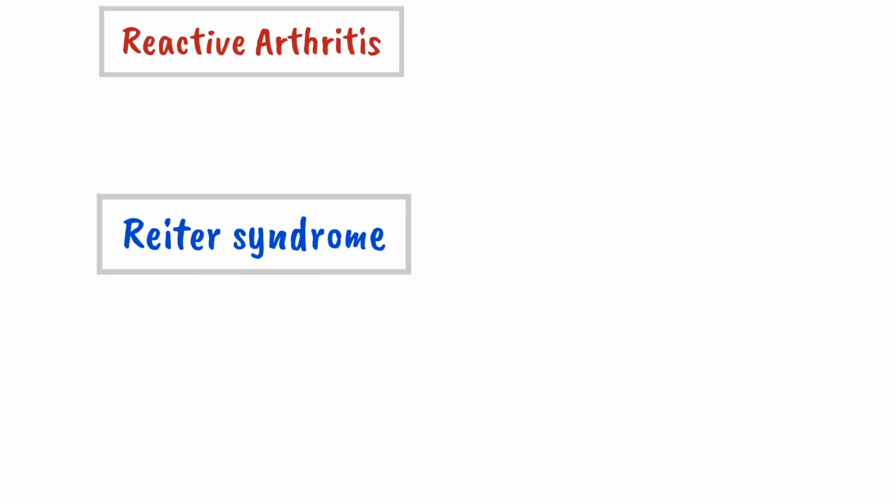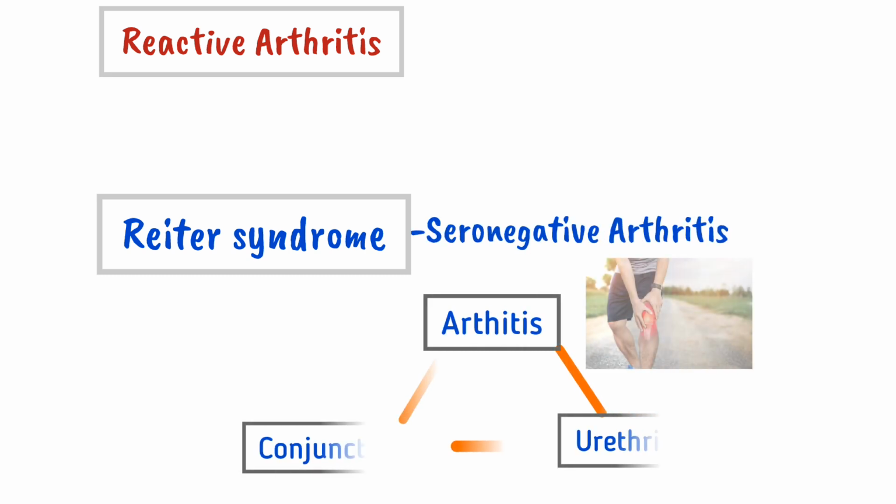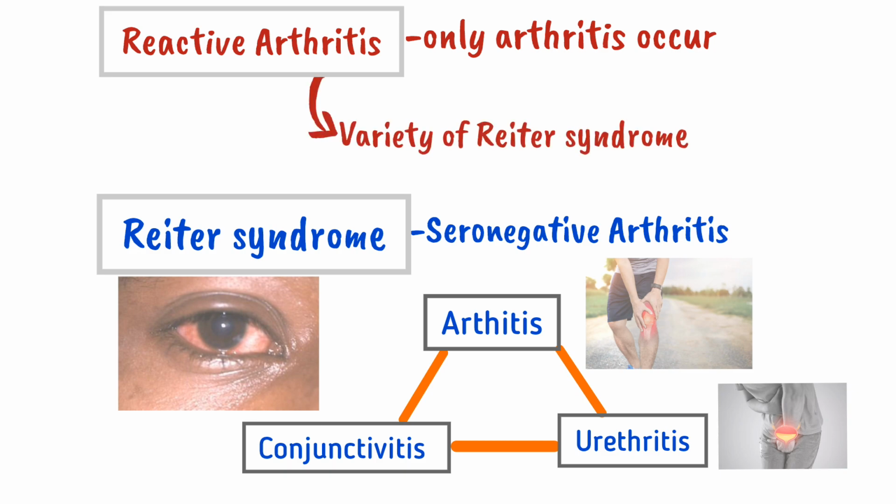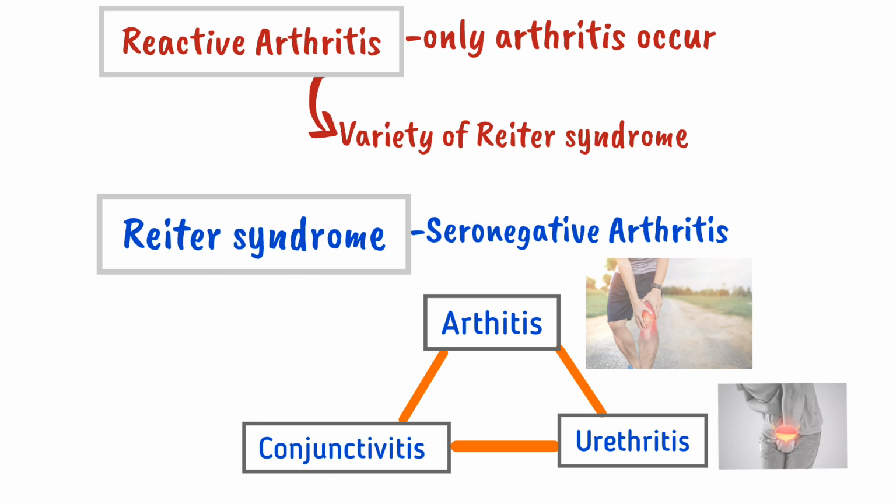So that was all about reactive arthritis. But remember that people often confuse reactive arthritis and Reiter syndrome. Reiter syndrome is a seronegative arthritis characterized by arthritis, conjunctivitis, and urethritis. When all three clinical manifestations are present, we say the patient has Reiter syndrome. While reactive arthritis means that only arthritis occurs after an attack of diarrhea, dysentery, or sexual exposure caused by Salmonella, Shigella, Campylobacter, and Chlamydia. So technically, reactive arthritis is a variety of Reiter syndrome which only involves the joints.